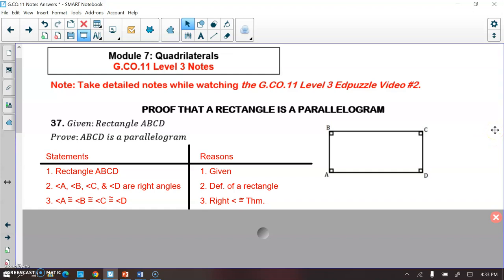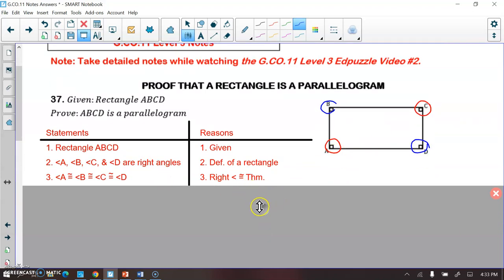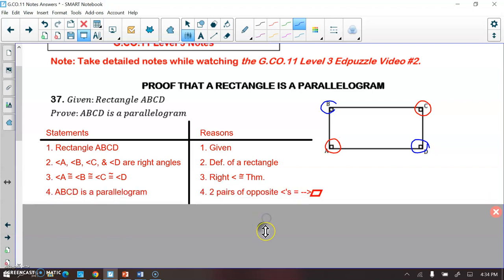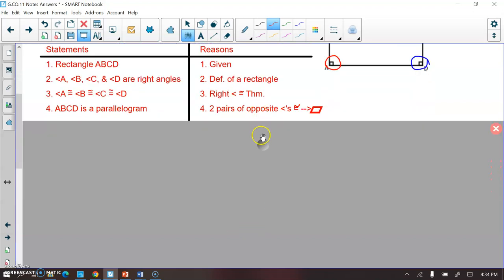Well, that would mean that I have a pair of opposite angles congruent here and another pair of opposite congruent angles here. So I have two pairs of opposite congruent angles, which means that we are dealing with a parallelogram. So ABCD is a parallelogram because I have two pairs of opposite angles. And sorry, this should say congruent. All right, moving on.